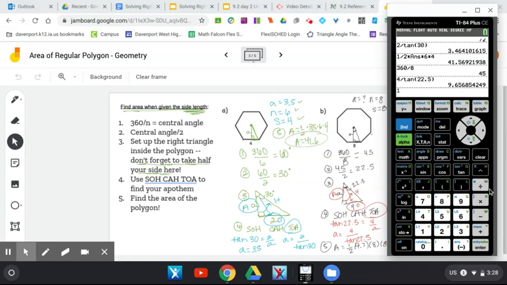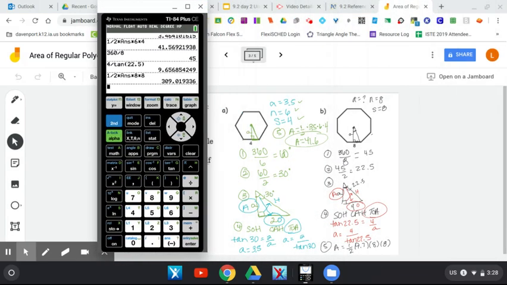So 1/2 times, I'm going to hit second answer here to copy and paste what was already in my calculator, times 8 times 8. And when I do that, I get 309.01. So I'm just going to make this 309.0. Or just 309.